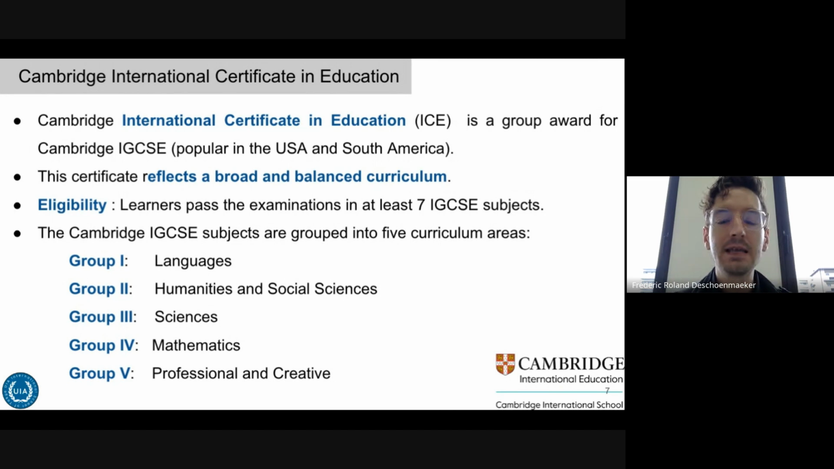Now, it is not so easy to understand, so I'll try to make it very easy to follow. The different IGCSE subjects are divided into 5 groups that are listed here. You can see group 1, 2, 3, 4, and 5. Group 1 gathers the languages, group 2 humanities and social sciences, group 3 sciences, group 4 mathematics, and the last one professional and creative subjects.